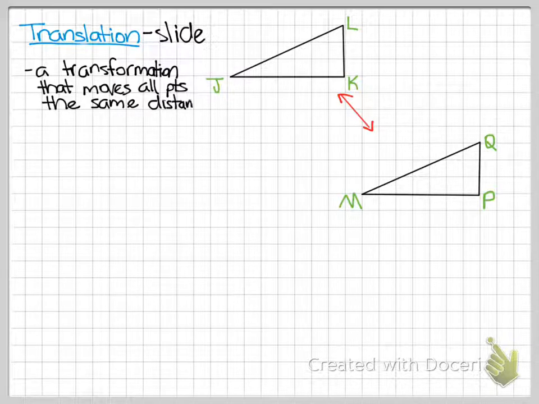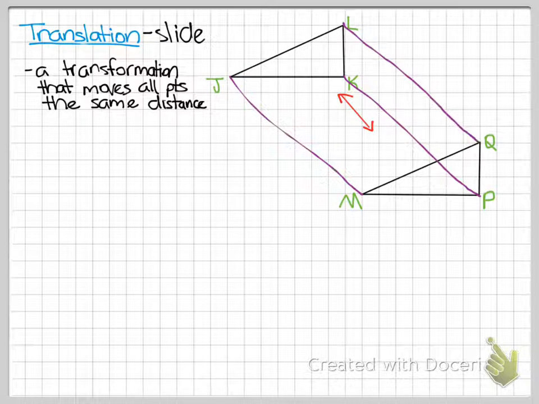So you can see here that I have an example of a translation, and every point on these figures should be moved the same distance. So let's look at that and see if it works. From J to M, let's see how far that moved. We have 1, 2, 3, 4, 5, 6. Whoops, I kind of ran off. So from J to M is that length. From K to P is that length. It's kind of hard to count because they're diagonals. And L to Q would be that length.